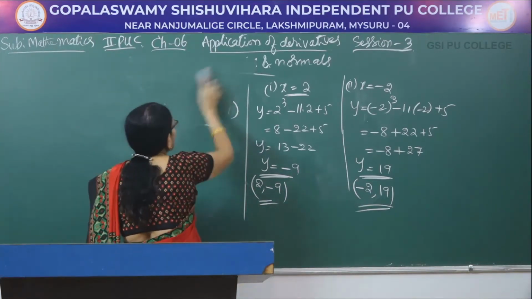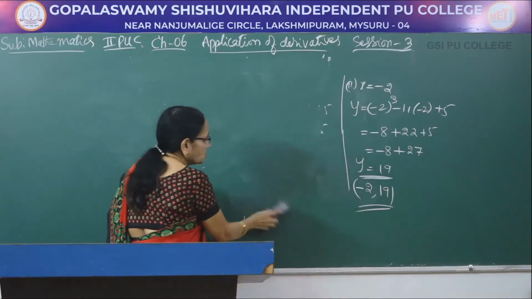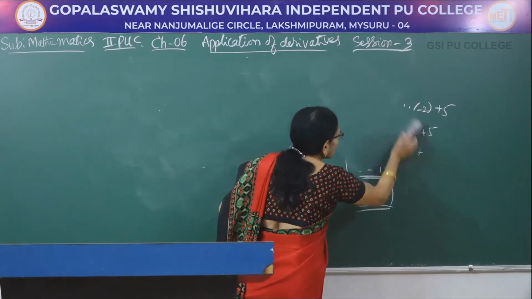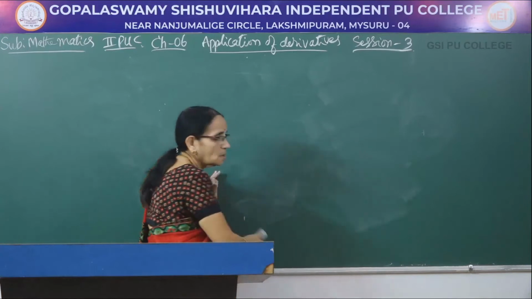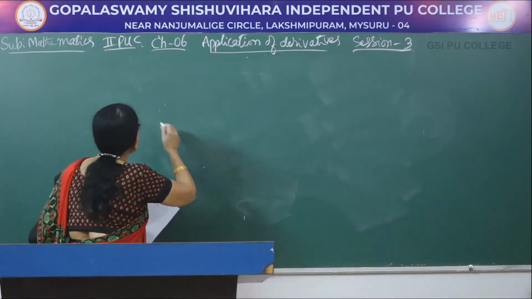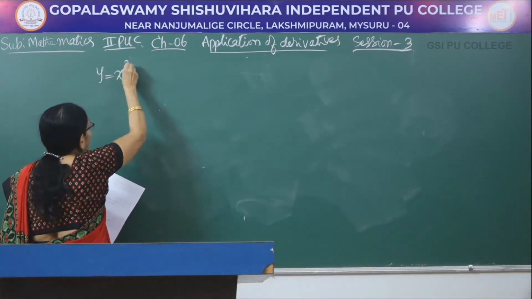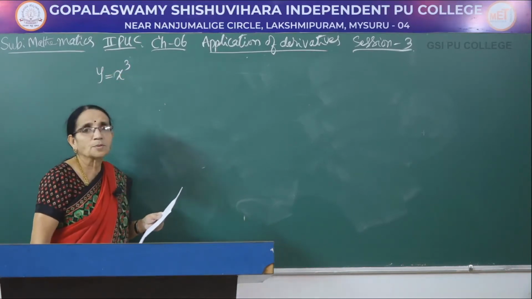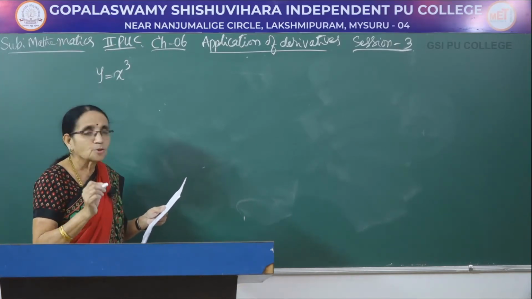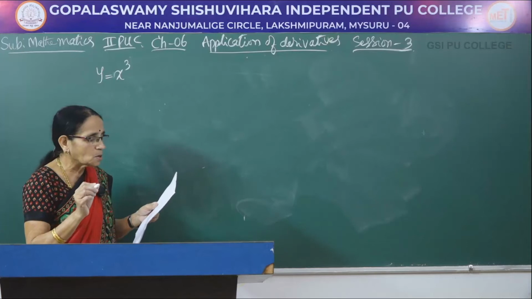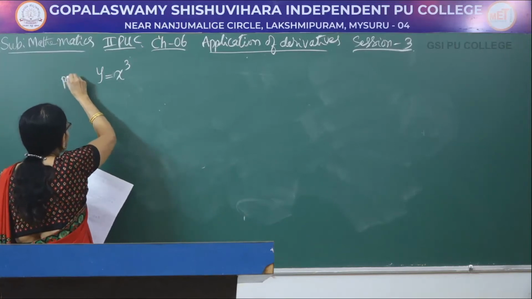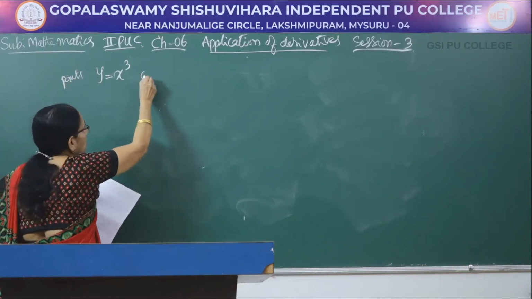Now, let me move on to the next problem. In the next problem also, I am calculating the points on the curve given some particular condition. Let me look at the next problem. Find the points on the curve. Same condition, same type of problem. Find the points on the curve y is equal to x cube, at which the slope of the tangent is equal to the y coordinate of the point.